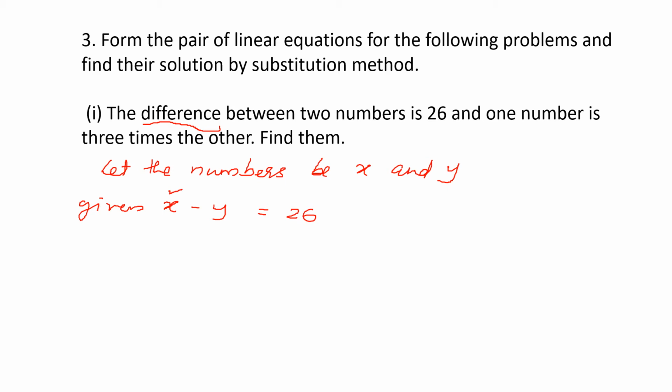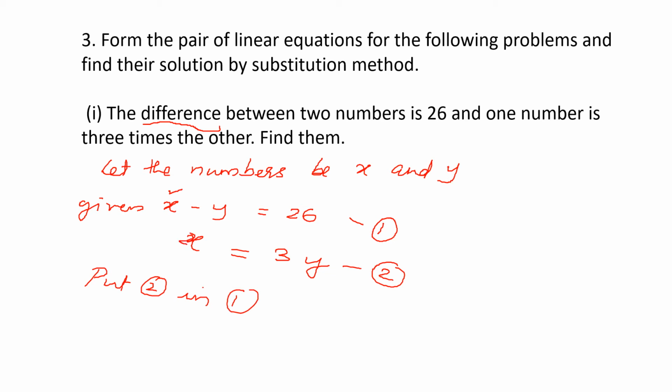And it is given one number is 3 times the other. Will you write it as x equal to 3y or y equal to 3x? X is the bigger number, so the second equation is x is equal to 3 times y, that is 3 into y. So this is your first equation, x minus y equal to 26, and the second equation is x equal to 3y. Now you can just substitute, that is, put 2 in 1. No need for a third equation. In the second equation itself we are getting x in terms of y. So we'll put 2 in 1.